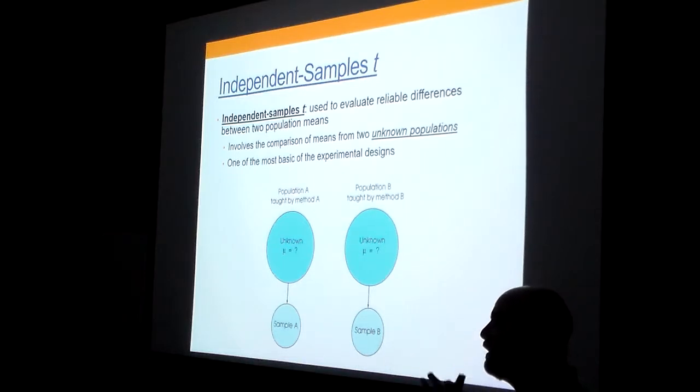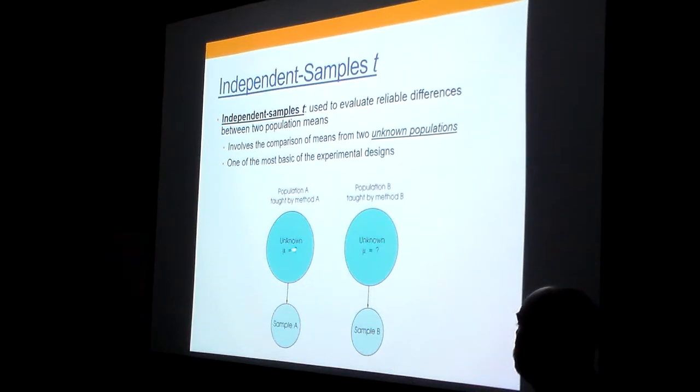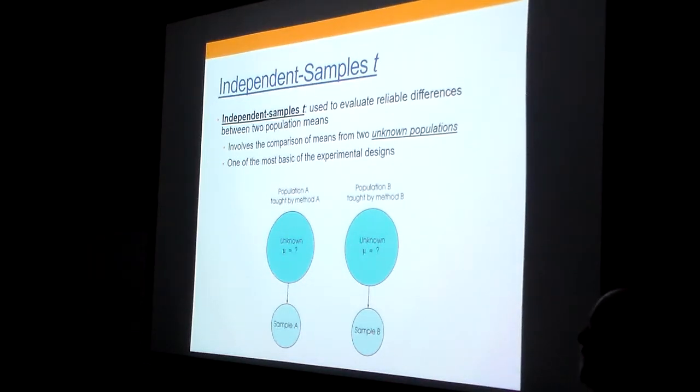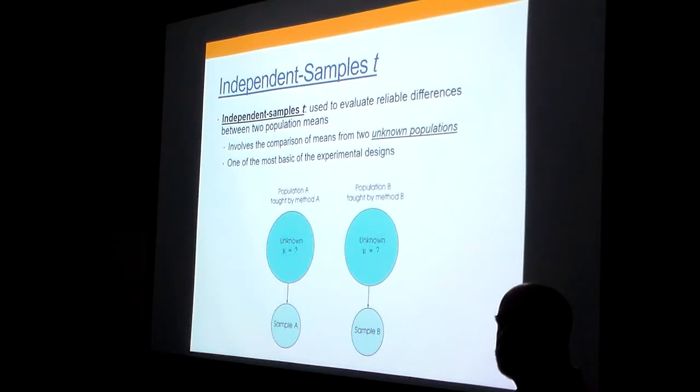We've got group A, group B. We've got population A with some unknown mean value, population B with some unknown mean value. We can't directly assess the population, and so what we're going to do is draw samples from both of these, and we want to get a sense for whether or not we have enough evidence to conclude that the mean of population A is probably different than the mean of population B.